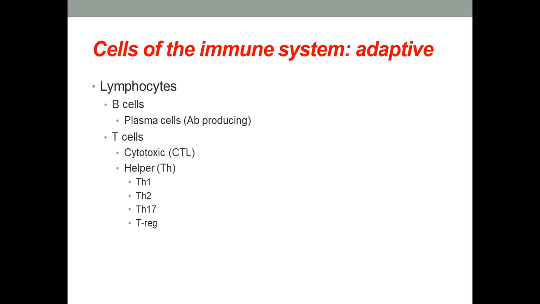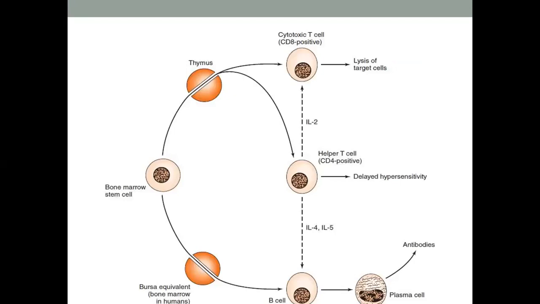So the cells involved in adaptive immunity are the B cells and the T cells. Among the B cells, we have plasma cells that produce antibodies. Among the T cells, we have cytotoxic cells and helper cells. Helper cells are further divided into helper cell 1, helper cell 2, helper cell 17, and the regulatory cells.